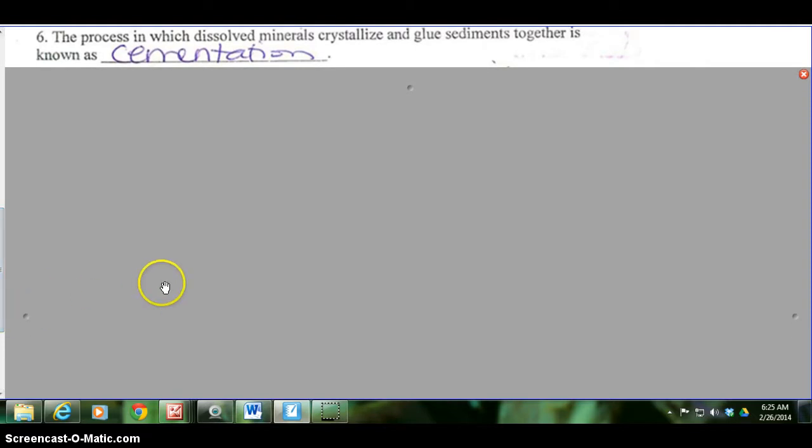Number 6, the process in which dissolved minerals crystallize and glue sediments together. Think of things coming together and hardening. This is known as cementation. Think of the root word cement in there. It's like if something's cemented, it's glued together.